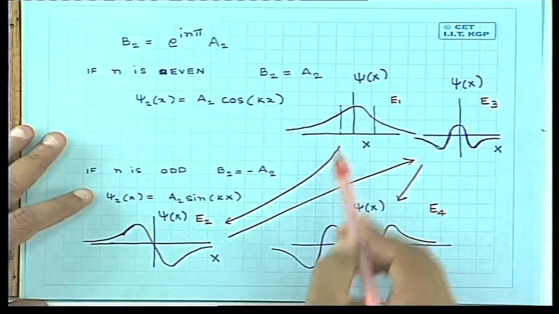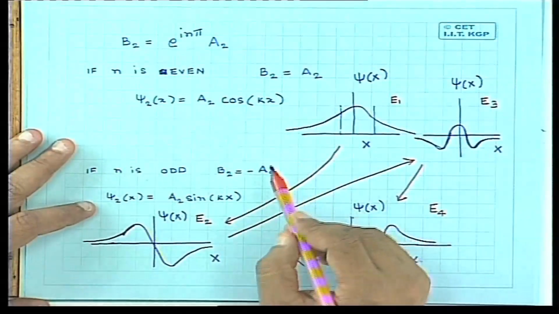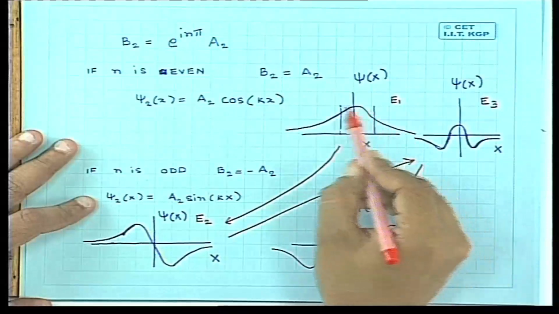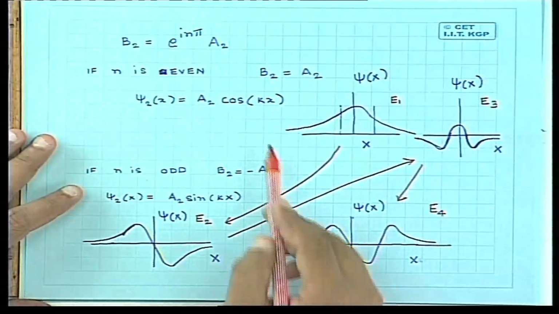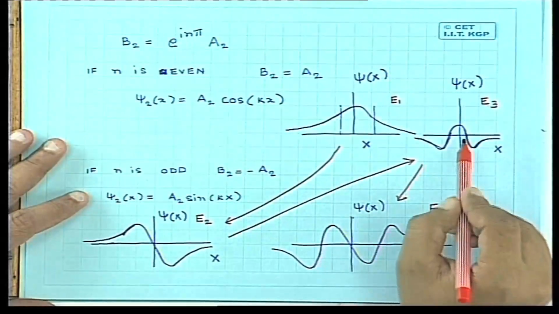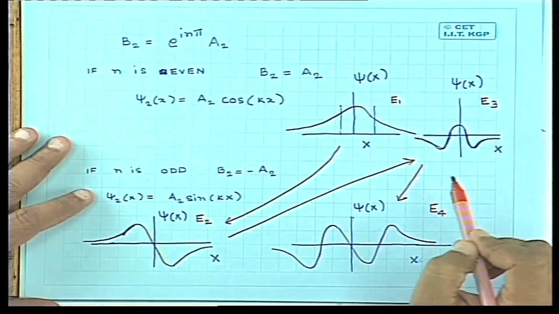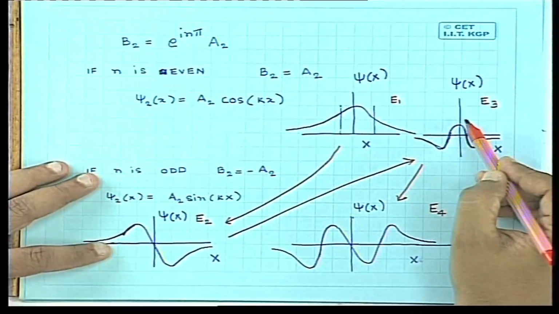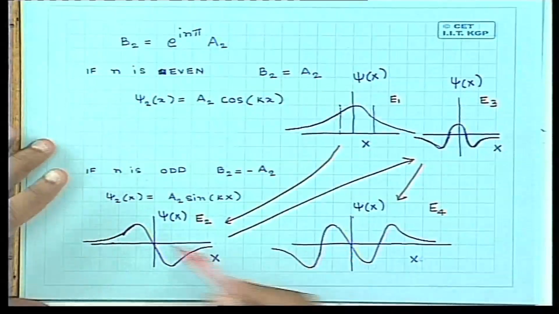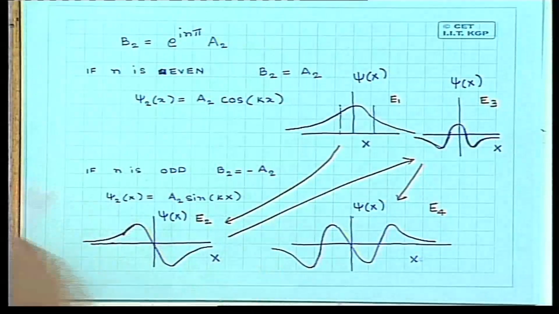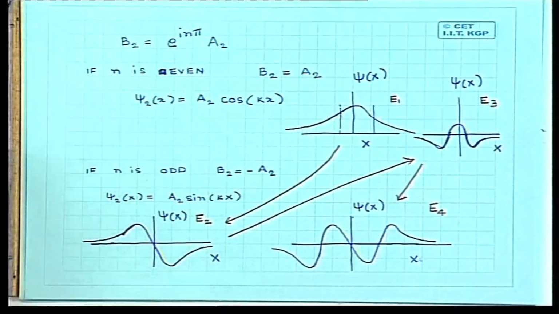Note the fact that the ground state has no zero crossings. The wave function doesn't cross 0. There are no nodes. As you go to the first excited state, there is one zero crossing here. This is the first excited state. This is the second excited state, third excited state. So the number of nodes tells us the excitation level of the corresponding wave function.